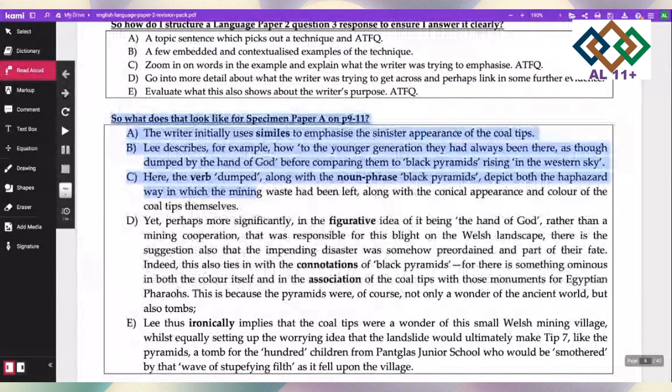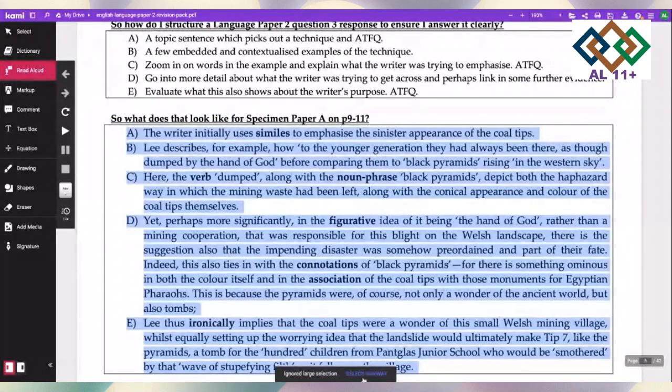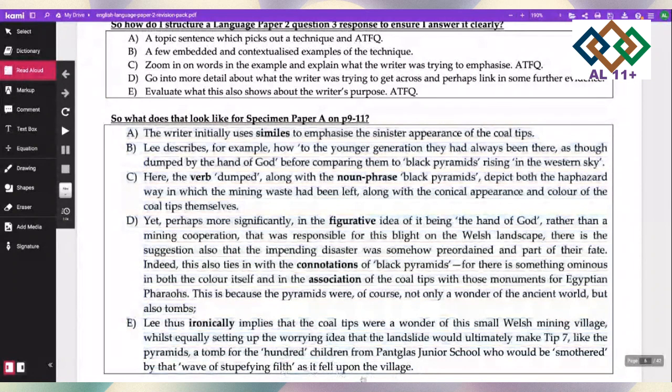So what does that look like for the specimen paper? A. The writer initially uses similes to emphasize the sinister appearance of the coal tips. B. Lee describes, for example, how, to the younger generation, they had always been there, as though dumped by the hand of God, before comparing them to black pyramids rising in the western sky.